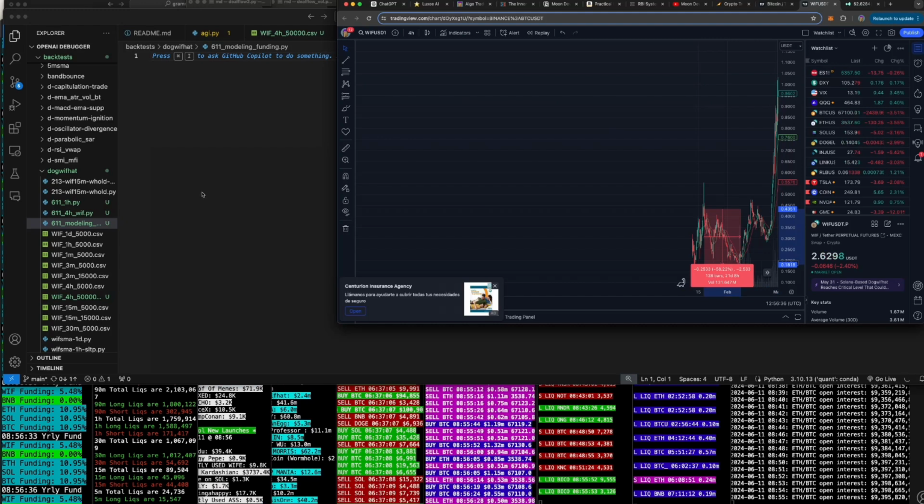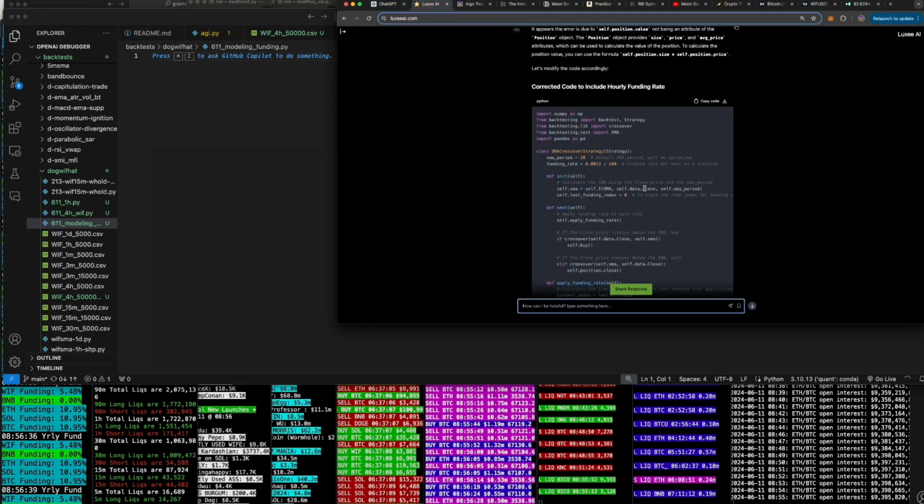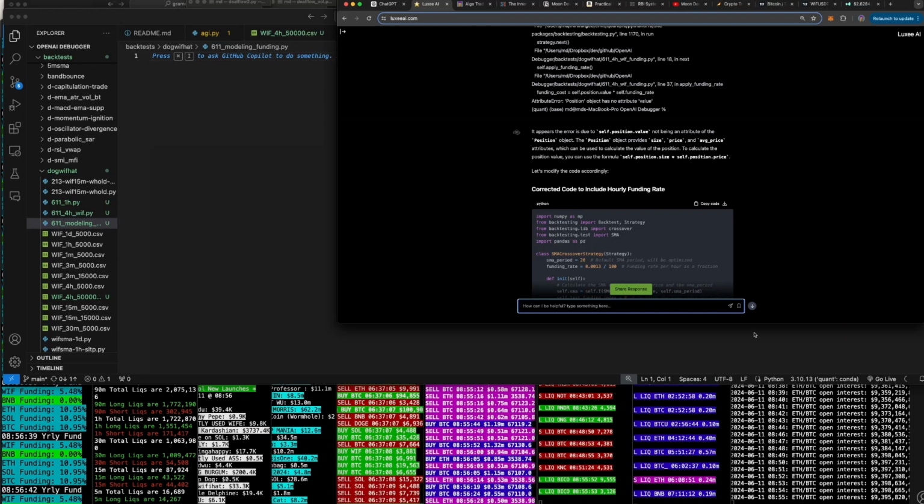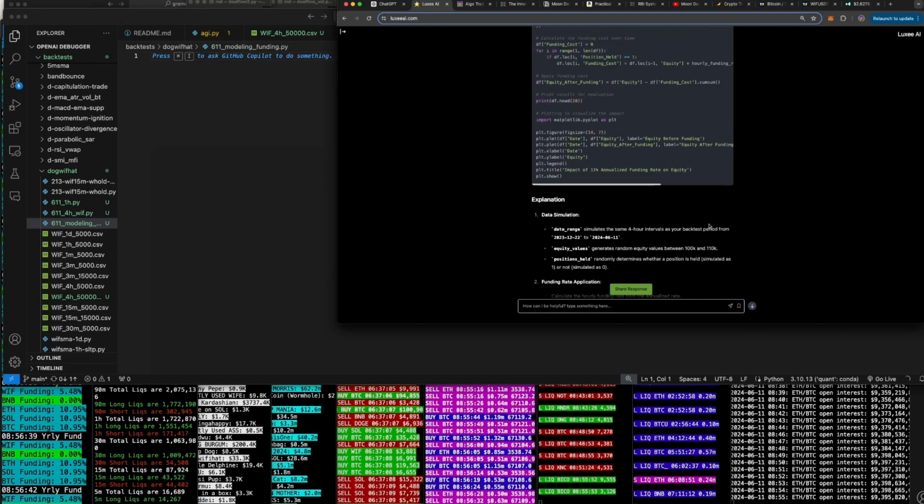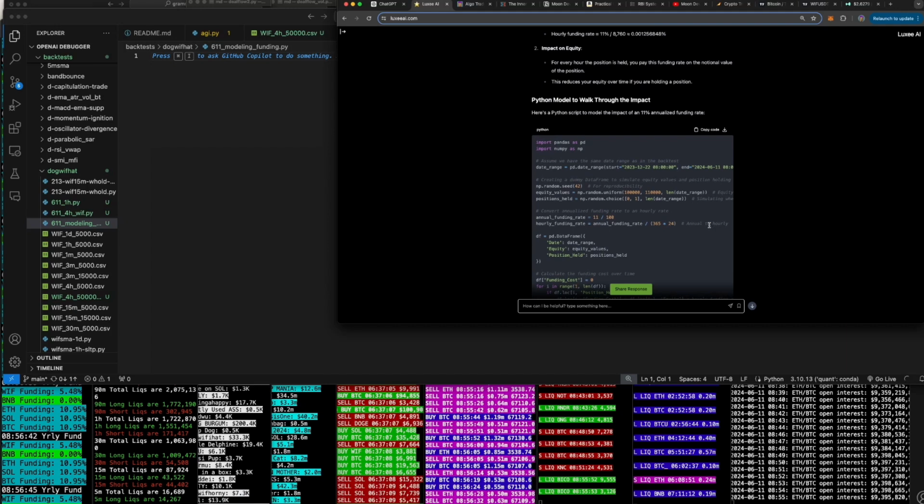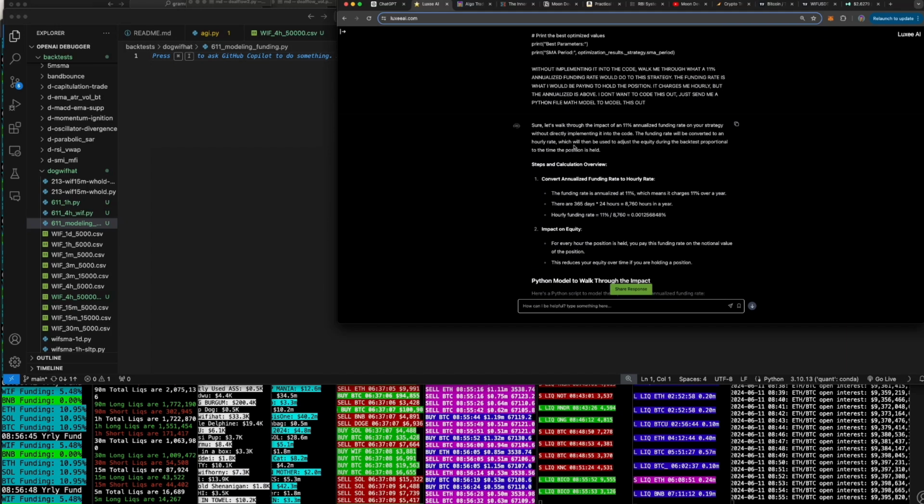Okay, let's go ahead here and ask her to get the model. Okay, she did. So this should be just a simple math model. Yes. Okay. Sure, let's walk through the impact of an 11% annualized funding rate on your strategy without directly implementing it into the code. The funding rate will be converted to an hourly rate, which will then be used to adjust the equity during the backtest proportional to the time the position is held. Convert annualized funding rate to hourly rate, good, which means it charges 11% over the year.